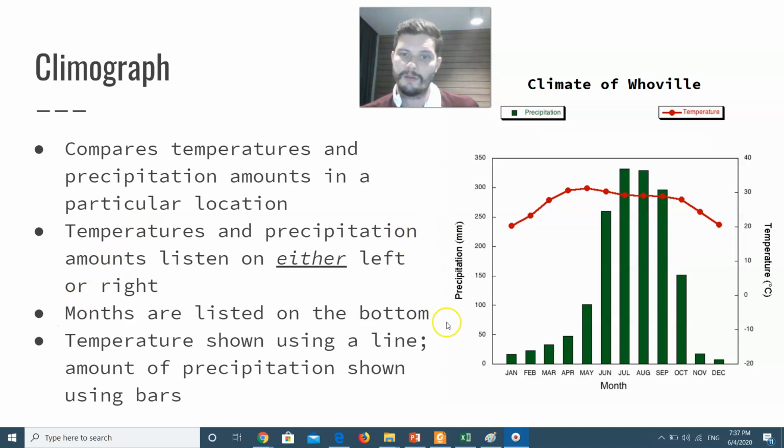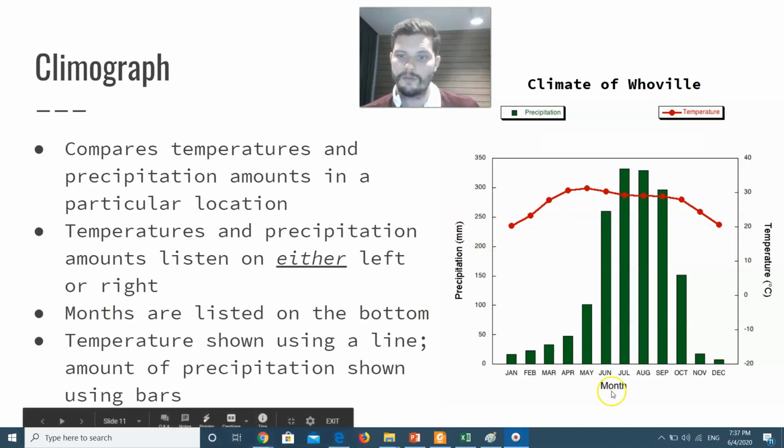Again, you might see a climograph with temperature over here on the left and precipitation on the right. You just have to indicate which is which and label them properly. Months are always going to be listed on the bottom. Precipitation and temperature can be labeled on either the left or the right. We have to add our scales, and the months of the year will always be indicated on the bottom. Temperature is shown using a line.